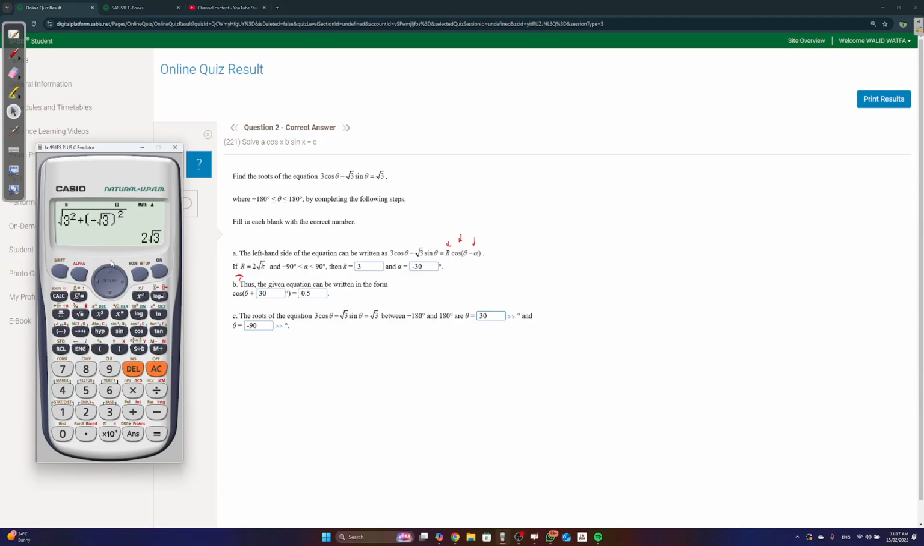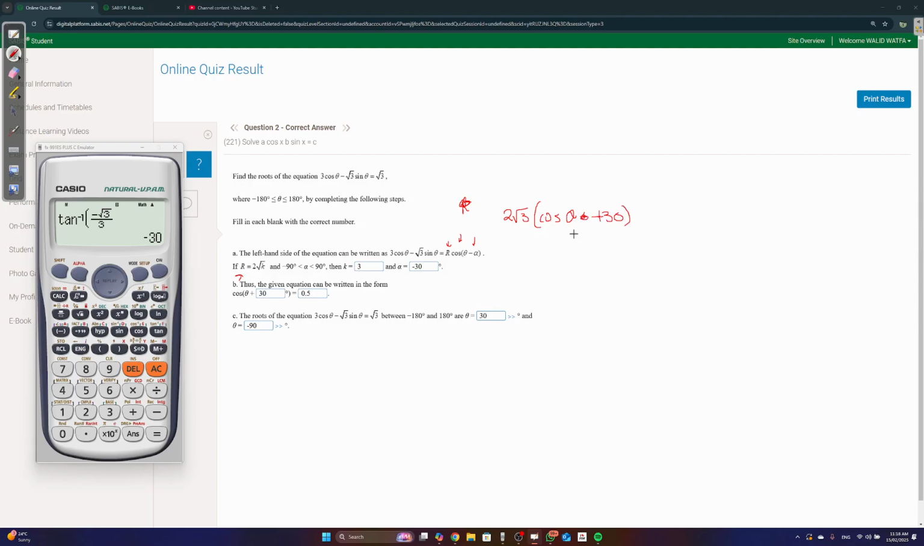Then to find alpha, we do shift tan. I'm on degrees. We do shift tan, coefficient of sine over coefficient of cosine. So negative root 3 over 3. You get negative 30. So alpha is negative 30 degrees. So how is it going to look? It's r cosine theta minus alpha. We said r is 2 root 3. Cosine theta minus alpha. Alpha is minus 30, so it becomes plus.